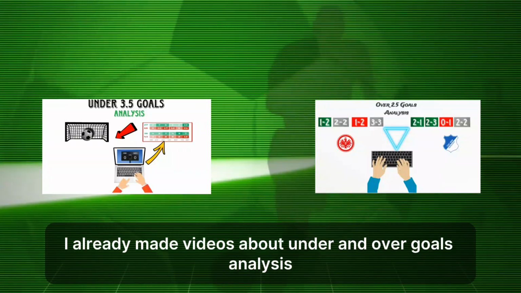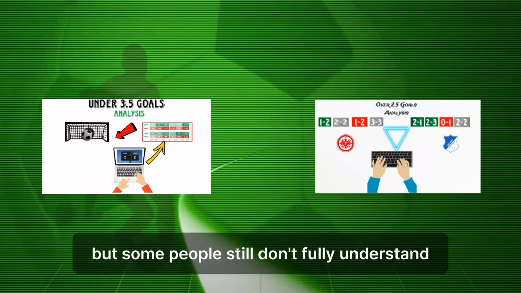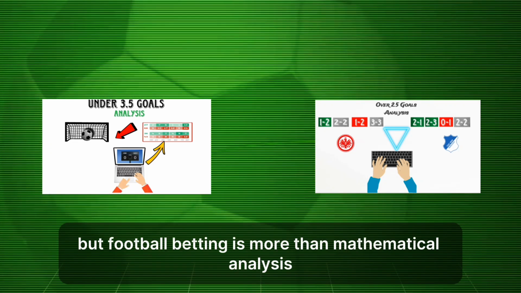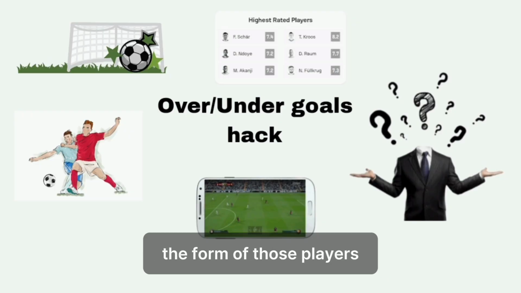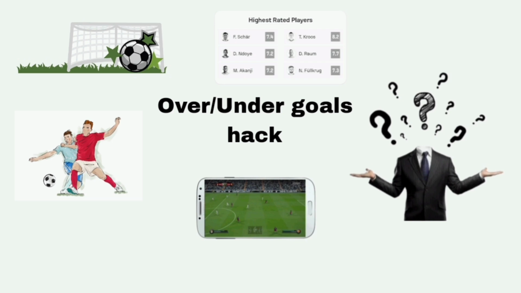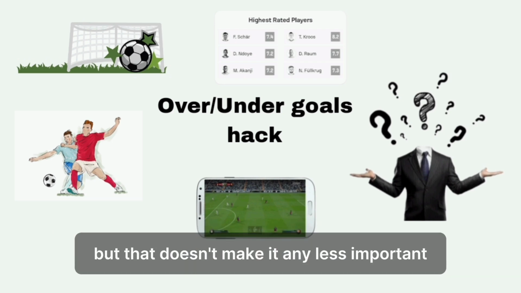I already made videos about under and over goals analysis, but some people still don't fully understand. I know we did some mathematical analysis and all, but football betting is more than mathematical analysis and more about the players, the form of those players, both teams' style of play, and their intention or the purpose of the game. I know I mentioned that casually after the whole analysis process, but that doesn't make it any less important.